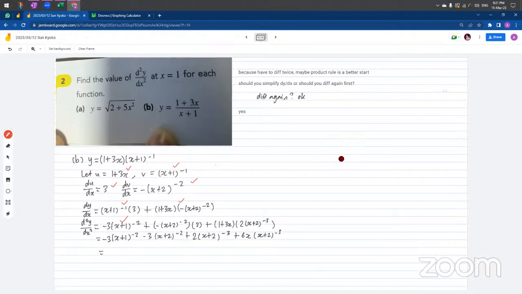So Kyoko, at this point, do you think you can simplify or not? Let's just wait. Okay, that's correct. Yeah, that is correct. Right. Oh, you don't want to do that.